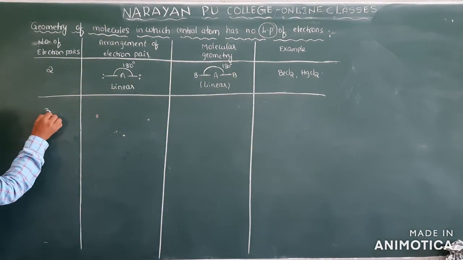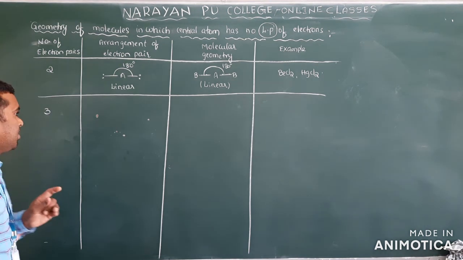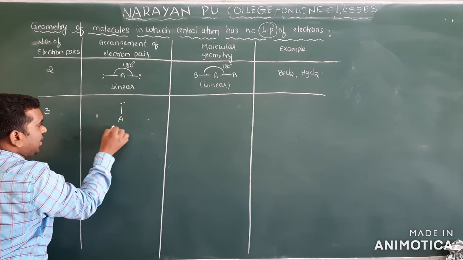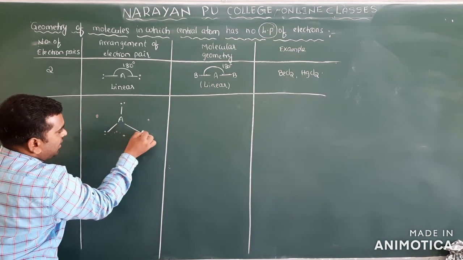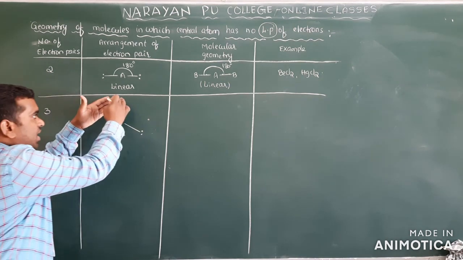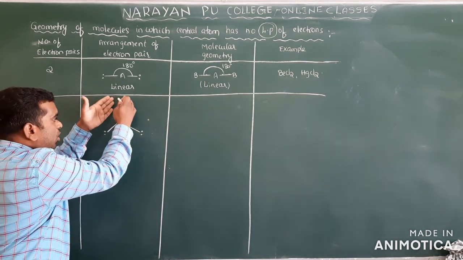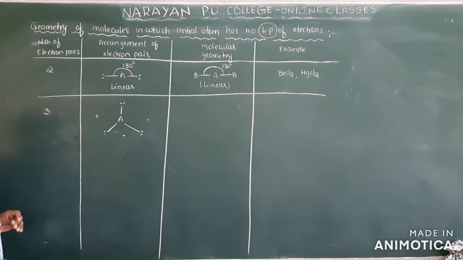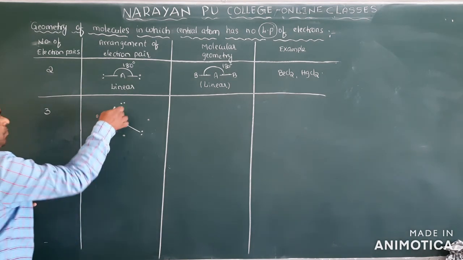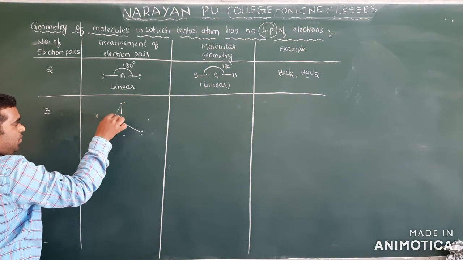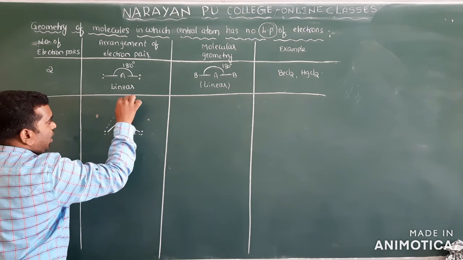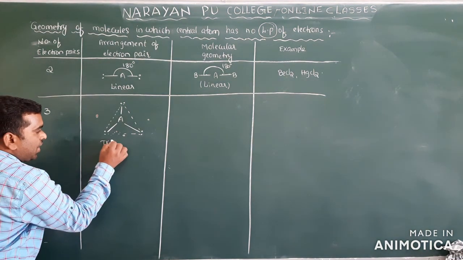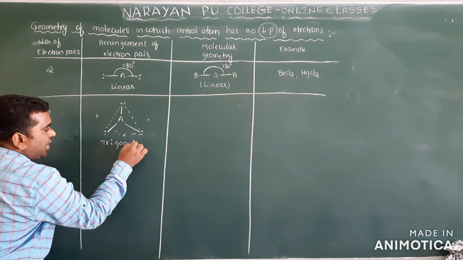Next one. If there are 3 bond pairs, how do they arrange around the central atom? If I take this as the central atom, they arrange in this way. This is one bond pair here, and here there will be one bond pair, and here there will be one. Why do they arrange in this way? If they occupy positions like this, then repulsions will be minimum. So these are the positions of the bonds. And if you add these positions, as I already said, you will get the shape. So what is the shape here? Trigonal planar.